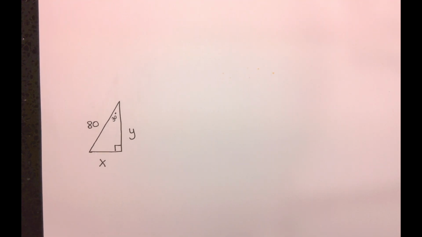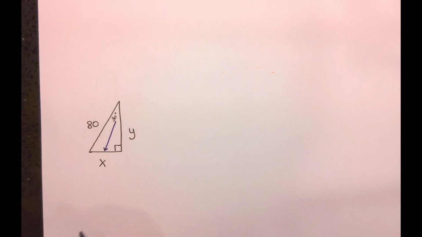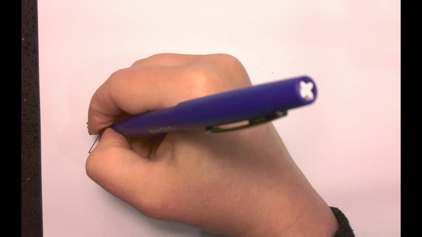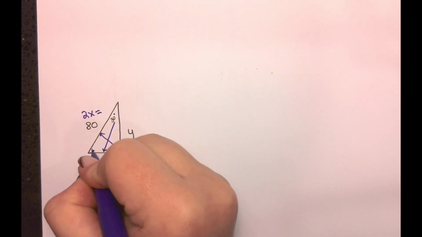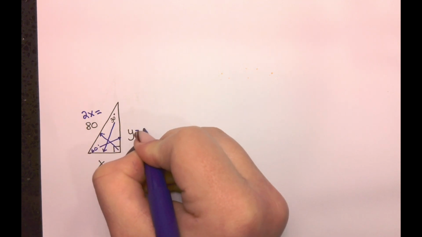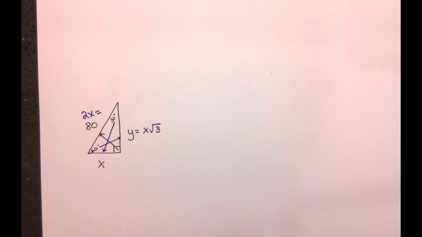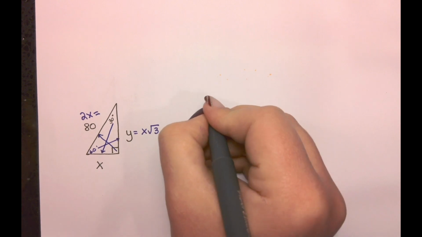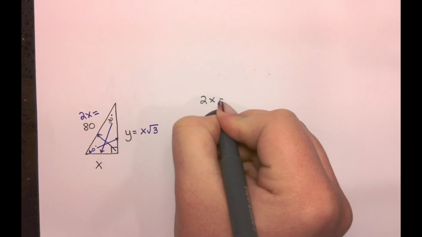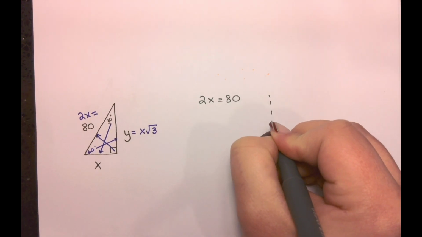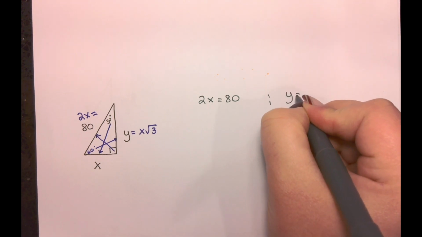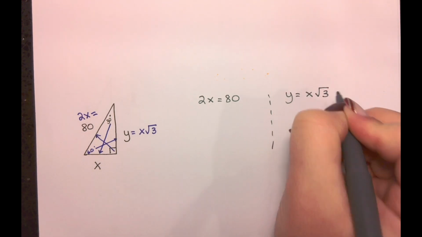Okay, let's go again. Across the street from 30 is x. Across the street from hypotenuse is 2x. And across the street from 60 is x root 3. Set up your equations, your mini equations. 2x is equal to 80. So one equation. The next one we have is y is equal to x times root 3.